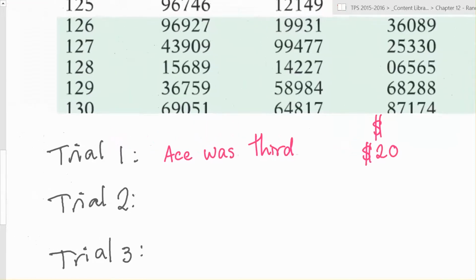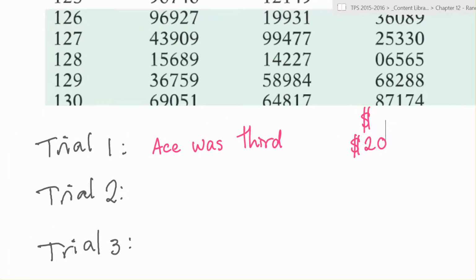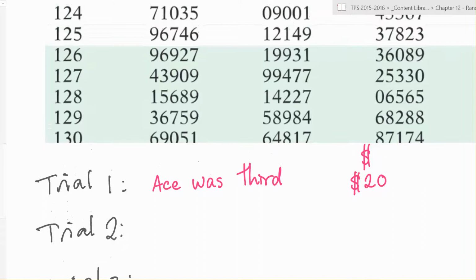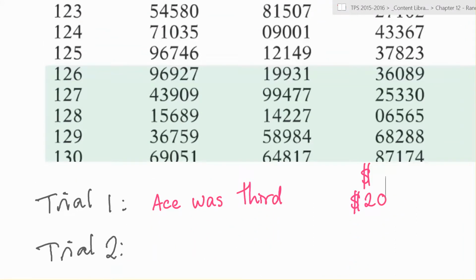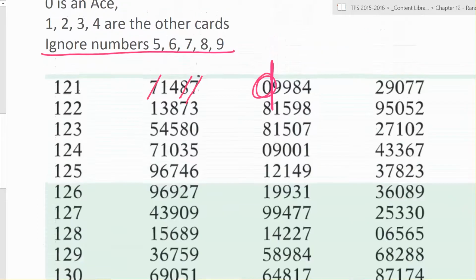Let's try it again. Because this is a random phenomenon, we expect to see something more or less different every time, but we could see the same thing. What really matters is that we can't predict what's going to happen on each trial.